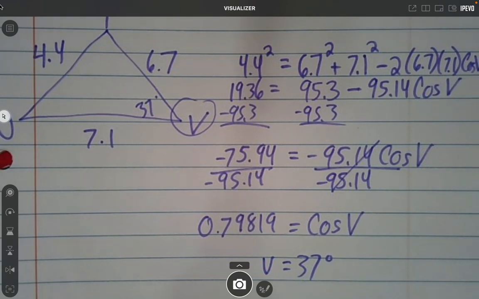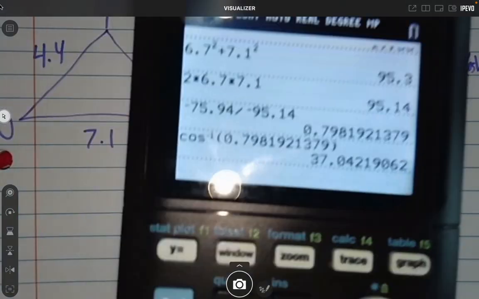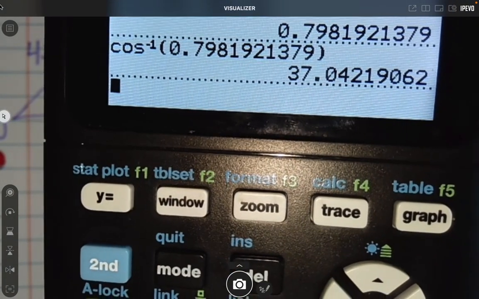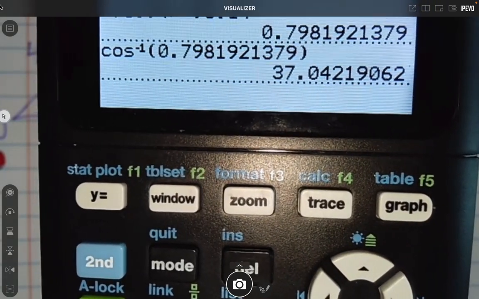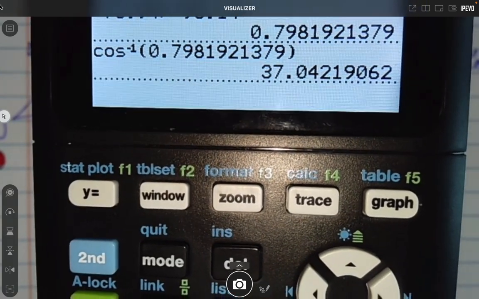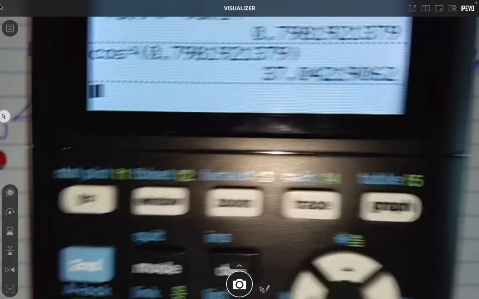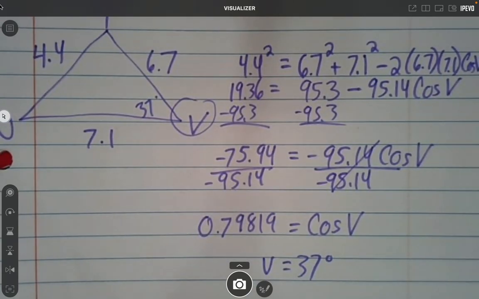Wait, so for the inverse, do you multiply it by that number? How'd you put it in? Cosine to the negative 1, second cosine. And then I just scrolled up and got that decimal that they gave me and pressed enter. When I try to do the negative 75 divided by the negative 95, it said error. Try again. You might have pressed something wrong. Make sure you didn't use a minus sign. Did that work? Sometimes you might have done the minus sign.